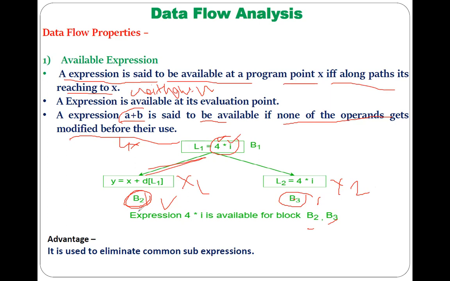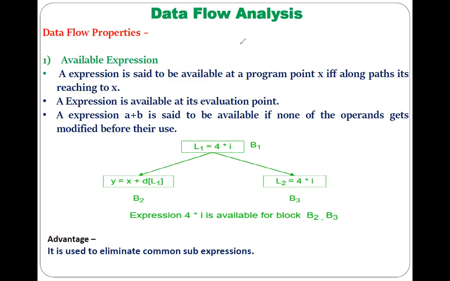So here 4 into I is reaching to the b2, 4 into I reaching to the b3 without modifying. That is the reason here it is said 4 into I is available for the basic block b2 and b3. So that is the concept of available expression. I hope all of you understood.